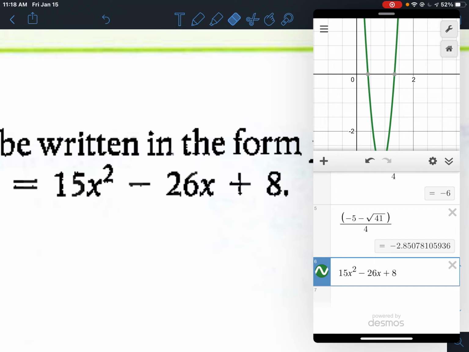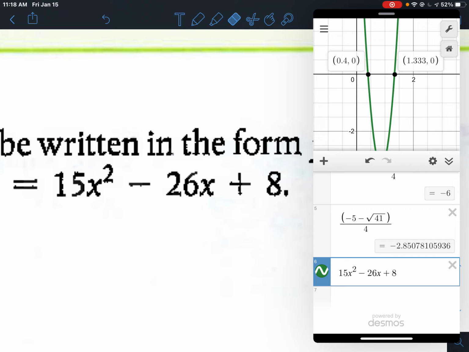And then if I tap those little circles where it intersects the x-axis, that's when y will equal 0. And that's what I want. I want y to equal 0. So that means x is going to be 0.4 as a fraction is 2/5, and 1.33 repeating is 4/3.